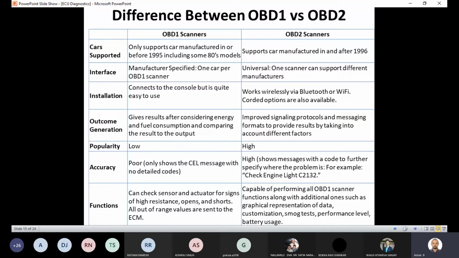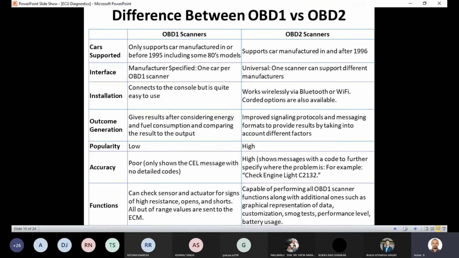And when it comes to popularity, of course, OBD2 has a higher popularity than OBD1. And of course, accuracy will also be much higher in the case of OBD2. And if you come to the functions, whatever the OBD1 functions can do, all of it can be done by OBD2.